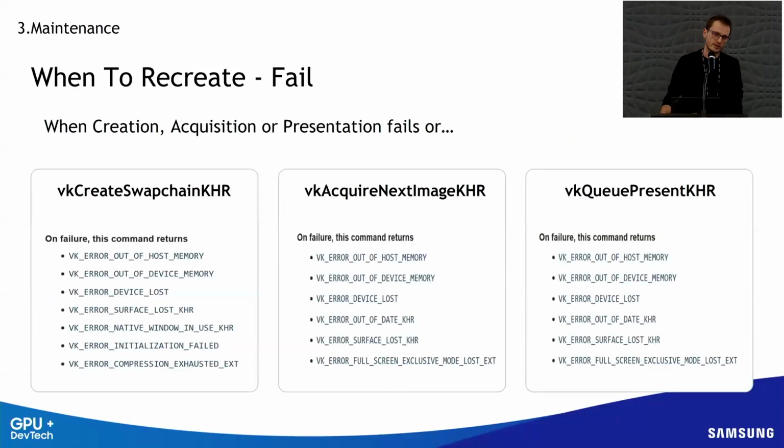So when to recreate? First of all, the failure cases, like the no-brainer. You did not manage to create your Swapchain, you did not manage to get your image, you did not manage to present your image because of whatever reason. Something went wrong. If your application is still recoverable, you might want to recover. Yesterday we learned that maybe you should actually crash and teach driver developers a lesson. Up to you.